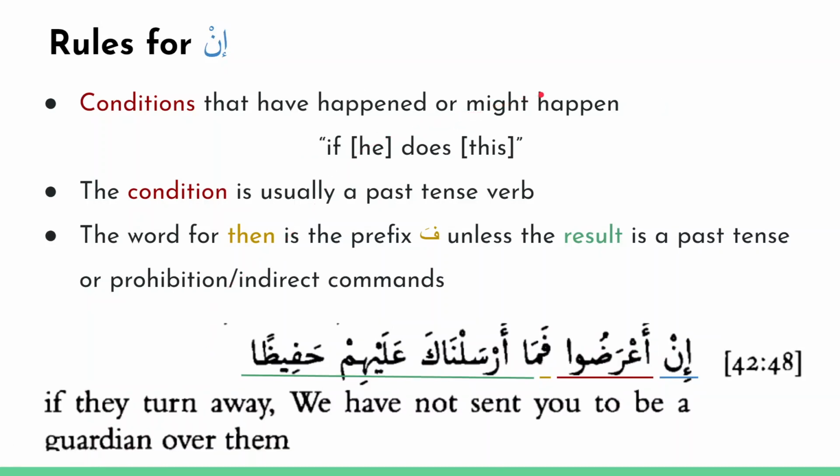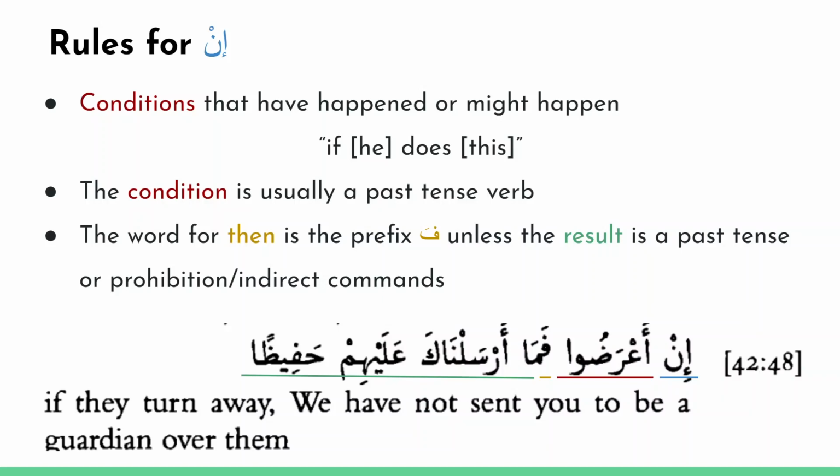Now let's take a look at in. So in, as I said, is for conditions that might actually happen. So if he does this, then something. And the condition is again also usually a past tense verb, but not always. And the word for then now is the prefix fa. So for law we saw the prefix was la. For in the prefix is fa.